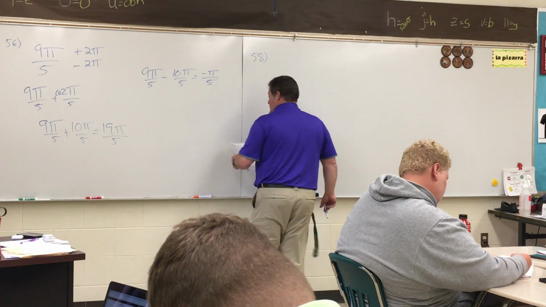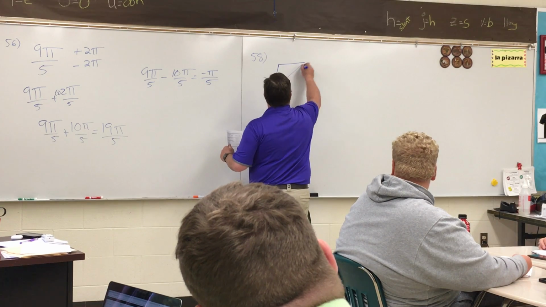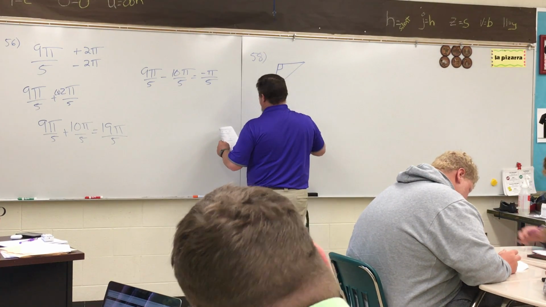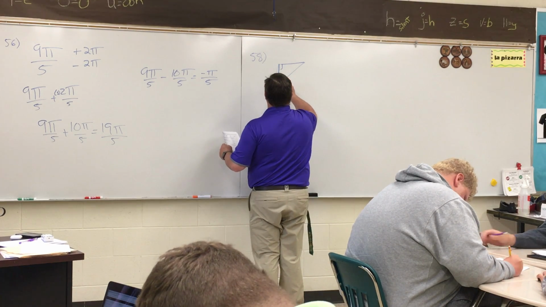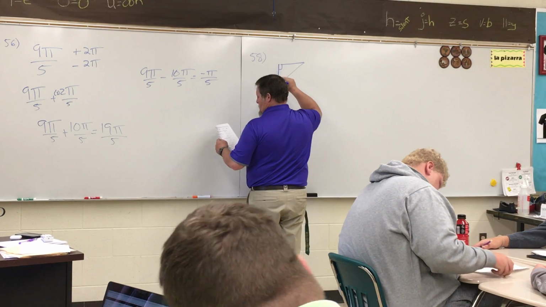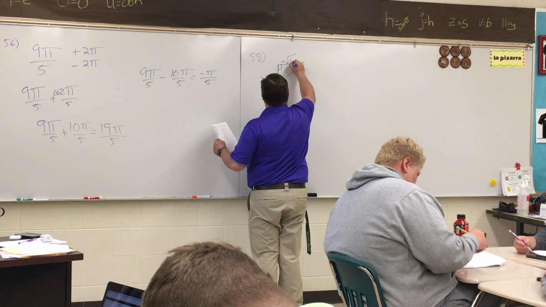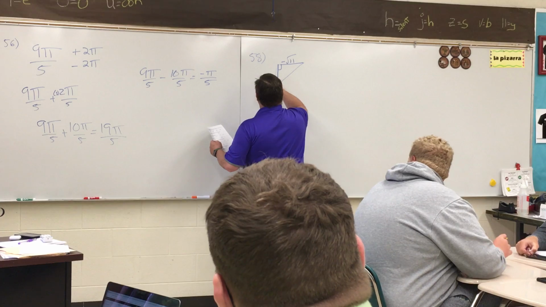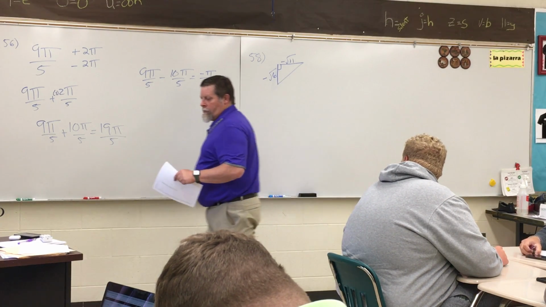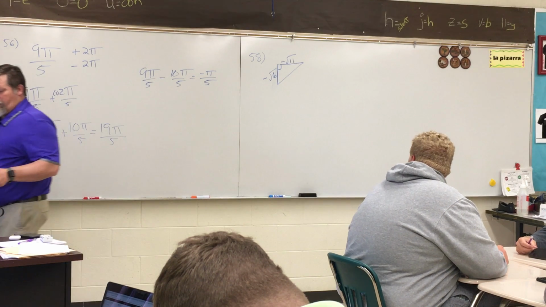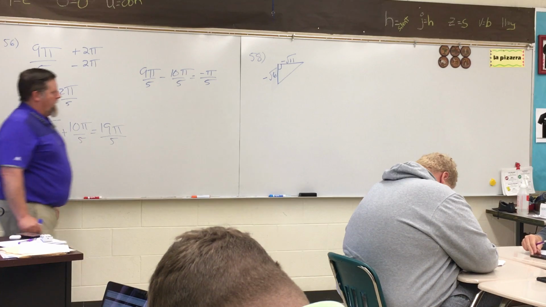Okay. Got a triangle. This is my x, negative square root of 11, my y, negative square root of 6. How do I find the third piece of my triangle? Pythagorean theorem.